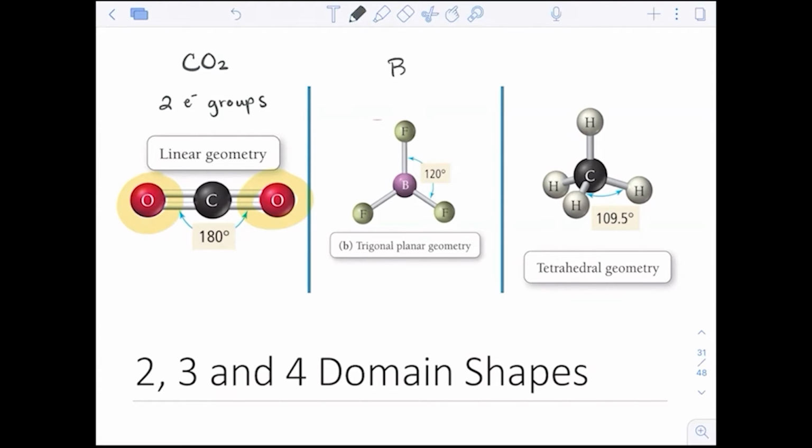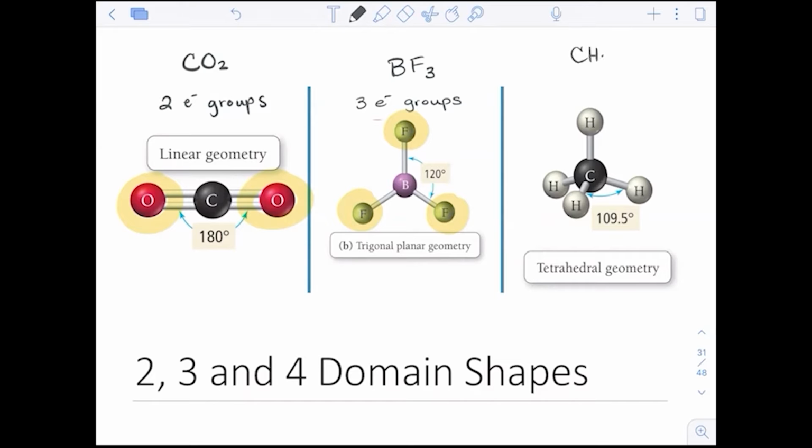Now, our incomplete octet with boron is a very important example of the trigonal planar geometry, the 3 electron groups. Again, the 3 electron groups being 1, 2, 3 outer atoms. Boron will make those outer fluorines equidistant from each other, which is 120 degrees.